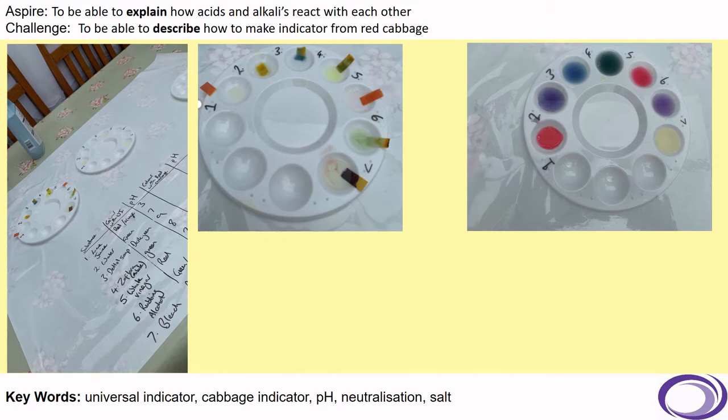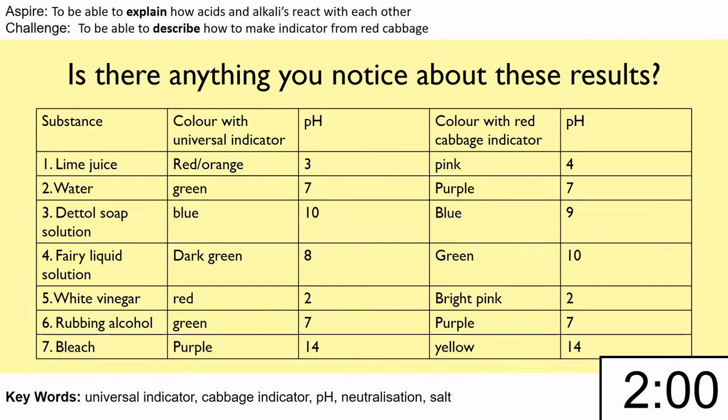Now you can see the colour changes are different to what there would be with indicator paper, so I had to keep comparing to that image on the previous slide which showed you the colour changes of the red cabbage indicator for each pH. From that experiment I've placed the results that I've got into a table.